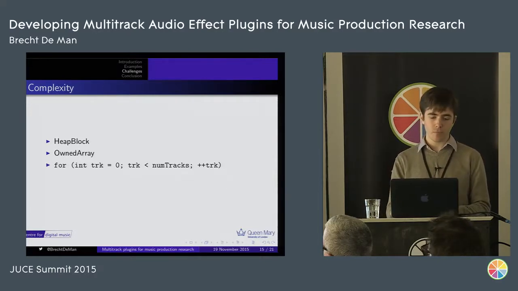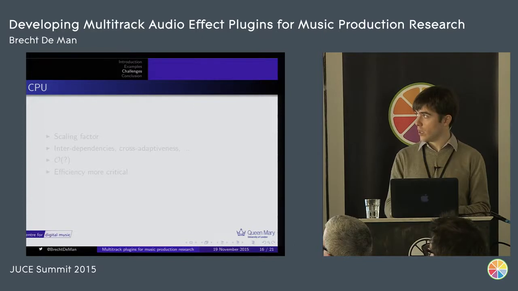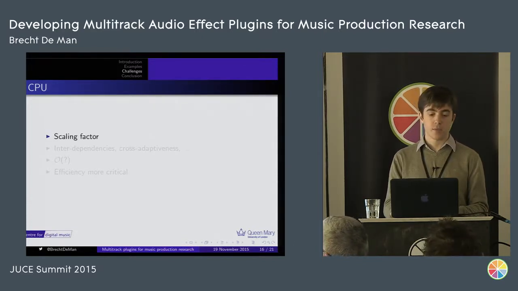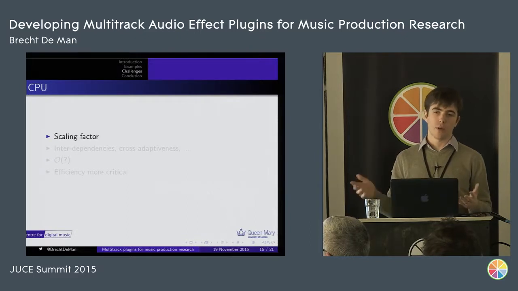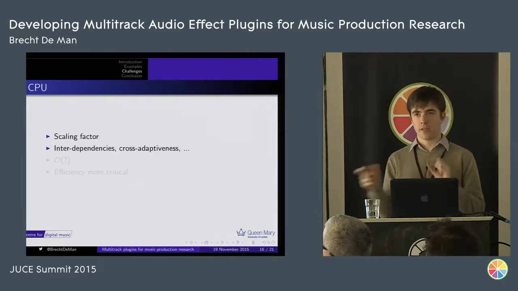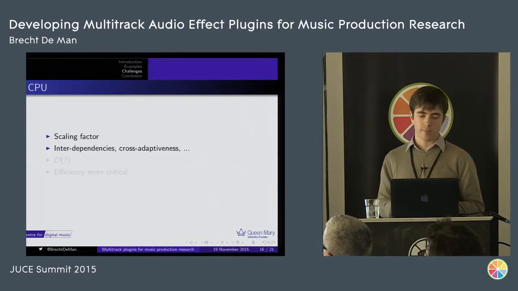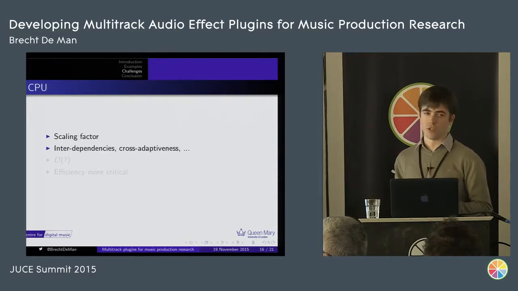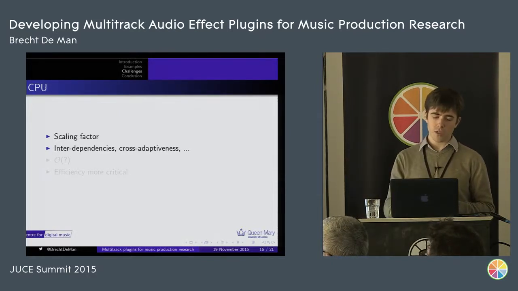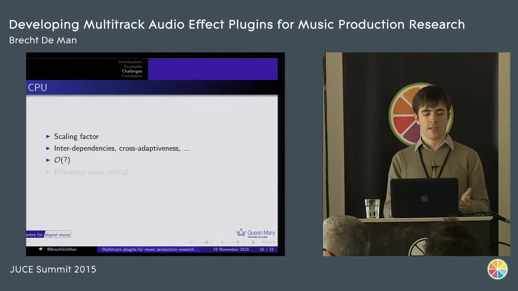And my code also includes a lot of these lines, so basically do this for every possible track. But with great complexity comes great CPU. So if you have a large number of tracks, supposedly your CPU load scales linearly with this, or maybe even worse when you've got interdependencies between all these different tracks, channels, and the cross-adaptive functionality of which I have shown a few examples.